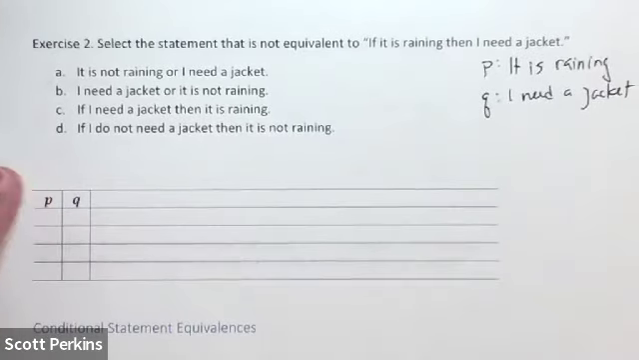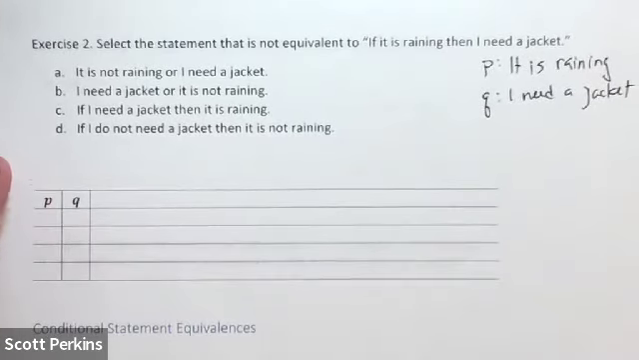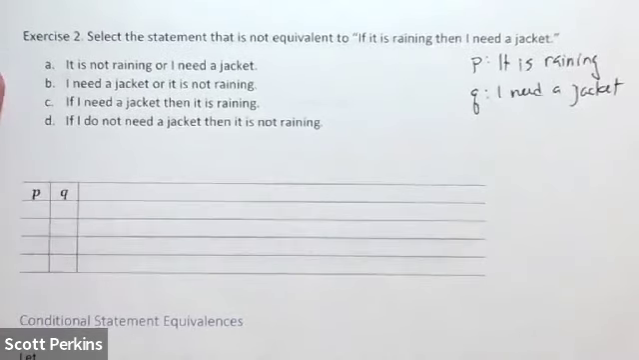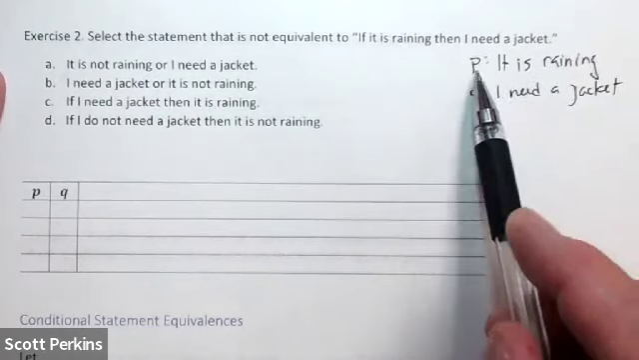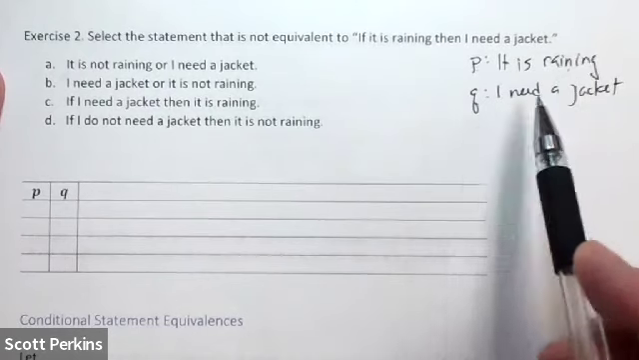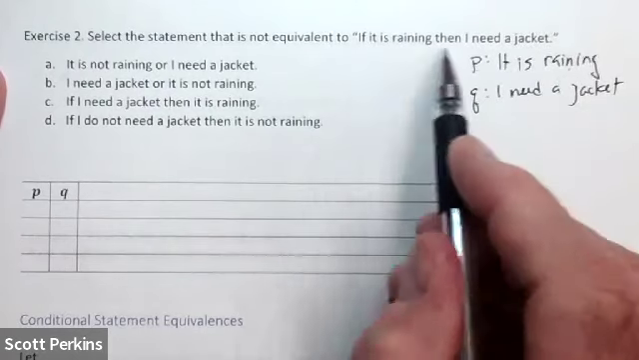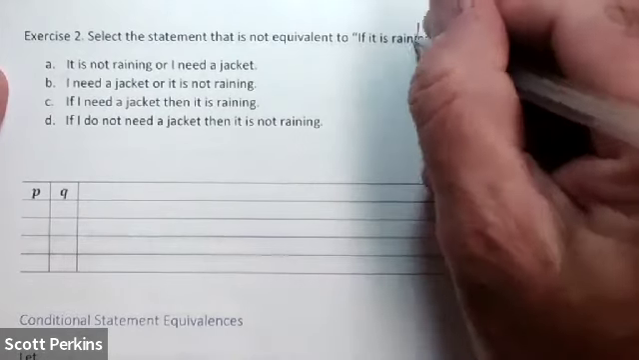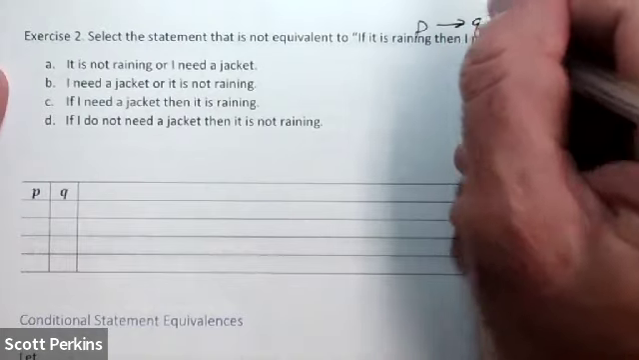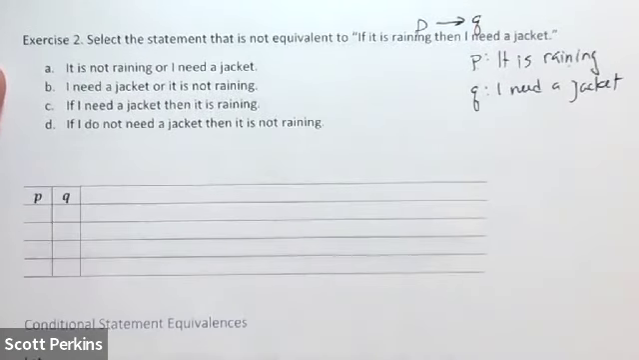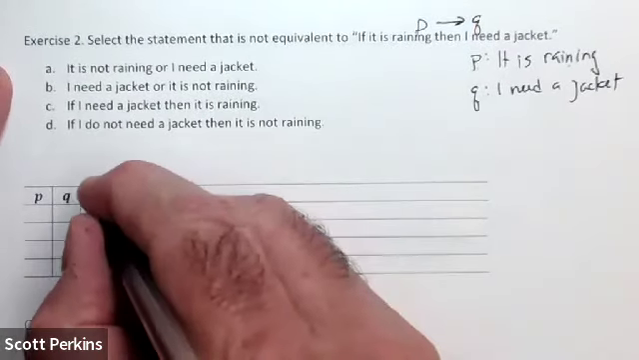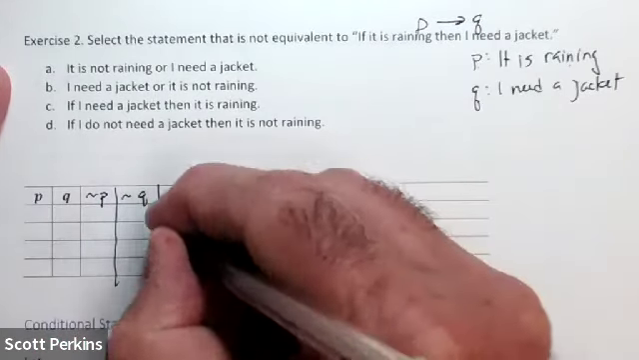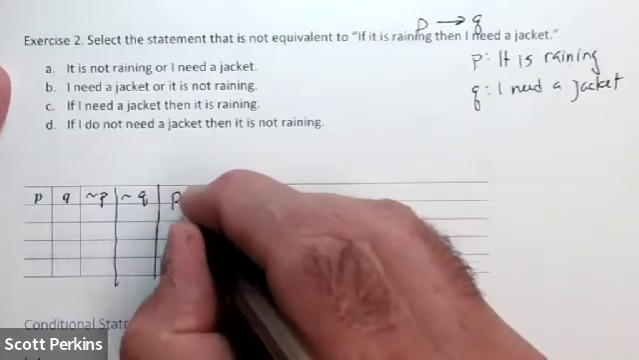All right, so I'm assuming you've pushed play again, you've worked the problem. So here we go. What I've done is I've defined the two simple statements. P is the statement, it is raining, and Q is I need a jacket. So my original statement is if it is raining, then I need a jacket. So if P, then Q. So I'm going to be a little smarter this time than I was on the last problem. I'm going to put a squiggly P right here and a squiggly Q because I'm guessing I'm going to need them. And so then I have my first column P, then Q.